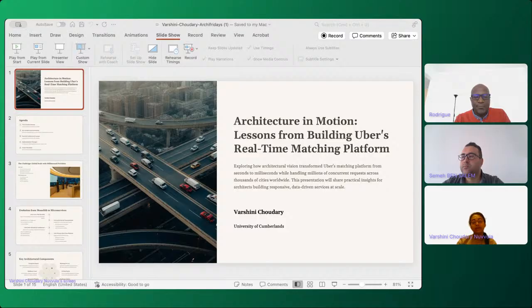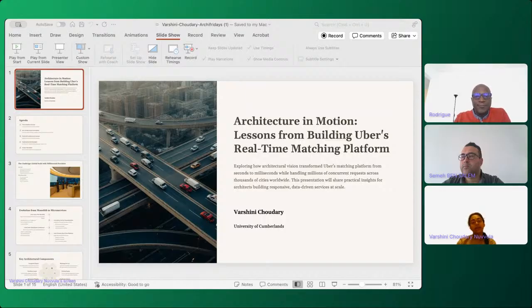Whether you work in cloud infrastructure, data-driven platforms, or complex service delivery, this session will actually give you something valuable to take back. Coming to our agenda, let's dive into these details. The roadmap of today's talk.